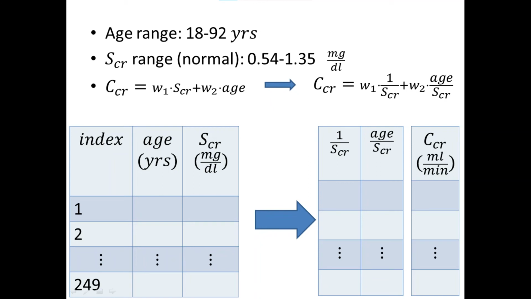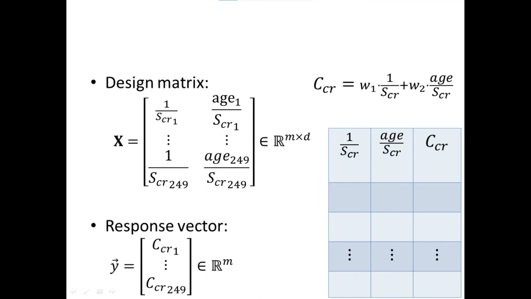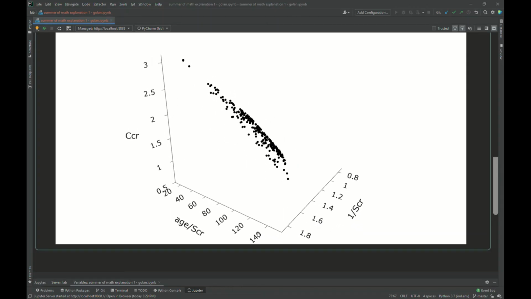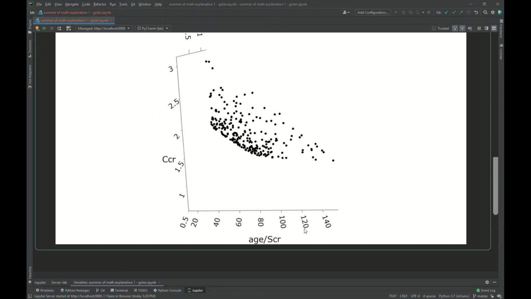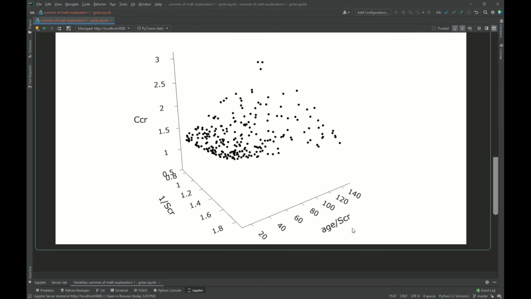These are entirely new features. However, they don't require sampling new data, which is excellent. Accordingly, they got now a new design matrix. Again, each column represents a feature, and each row represents a sample, and the matrix is in R m times d. The response vector stays the same. They must have been really happy when reobserving the data, they saw it lied on a single plane. Here's the plane.